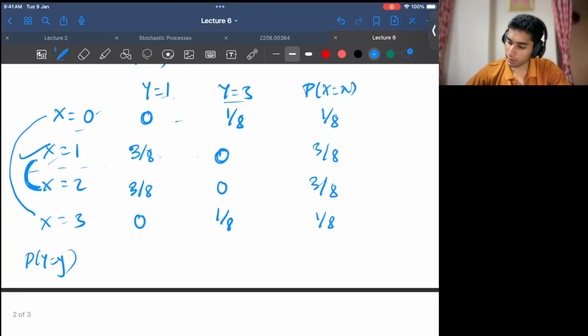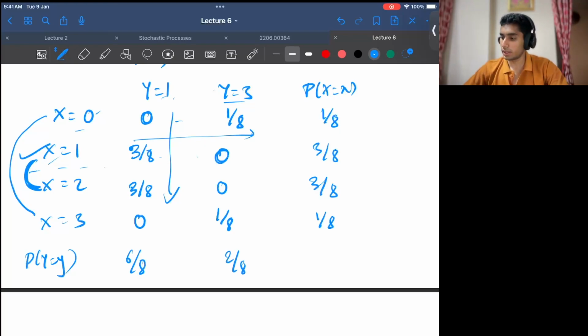Similarly, what is the probability of y equal to y? You just need to add in this direction now. This will become 6 by 8, and this will become what? 2 by 8. And the sum of all these has to be equal to 1, which is what you get here.